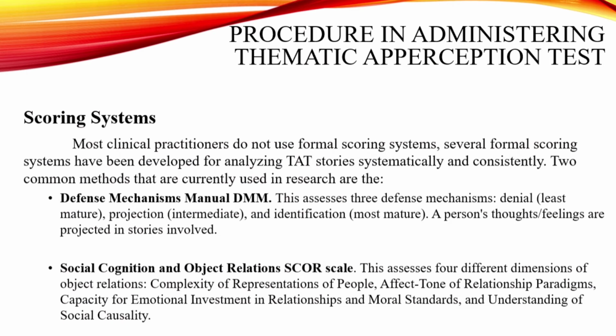Next is the Social Cognition and Object Relations Scale. This assesses 4 different dimensions of object relations: the complexity of representation of people, affect tone of relationship paradigms, capacity for emotional investment in relationships and moral standards, and understanding of social causality. So, those are the 2 scoring systems for the Thematic Apperception Test.